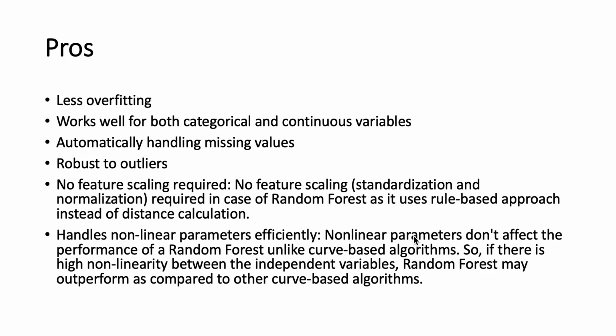It works well for both categorical and continuous variables. That mostly benefits from the decision tree behind the random forest, because the decision tree itself can handle different variables. Random forest handles missing values quite well, and it is quite robust to outliers as well.